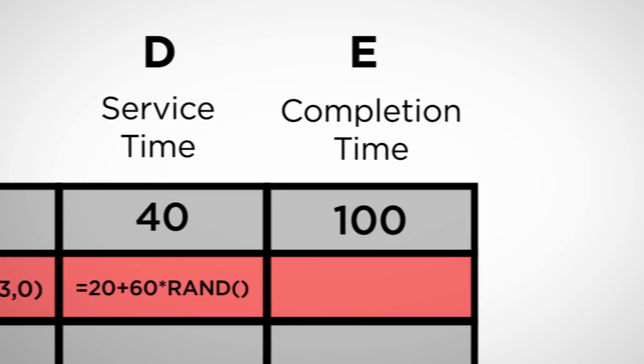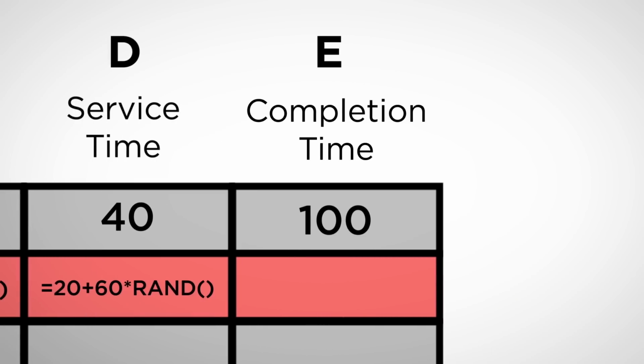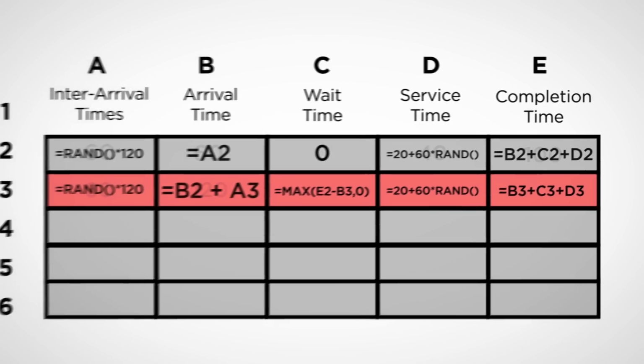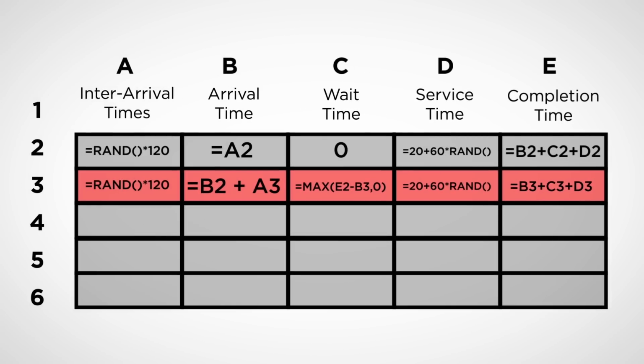And what is the completion time of customer 2? Again, it's the same formula that we use for customer 1, which is the sum of customer 2's arrival time plus customer 2's wait plus customer 2's service time. So the formula is B3 plus C3 plus D3. And with that, we're done with customer number 2.